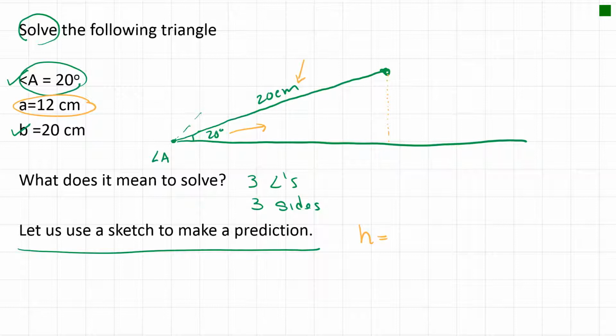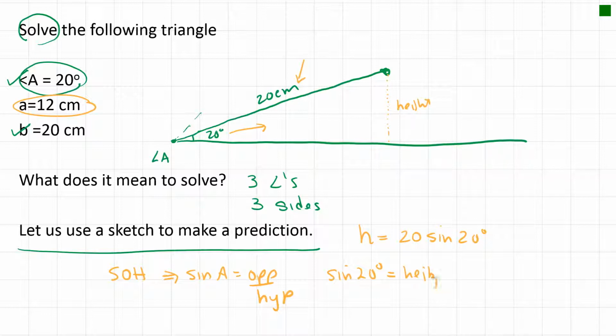The height is 20 times the sine of 20 degrees. And where does that come from? That comes from the sine of angle A being the opposite over the hypotenuse. So that means the sine of 20 degrees is the height. In this case, the height is the opposite side over the hypotenuse, which is 20. And so if I multiply the 20 across, I get the height equals 20 sine 20 degrees.